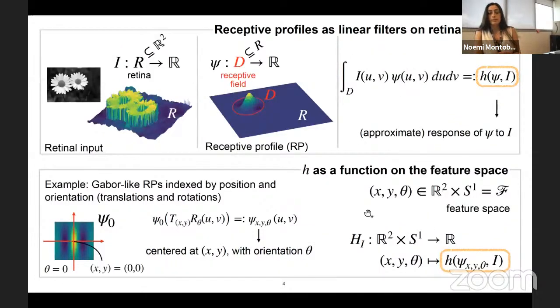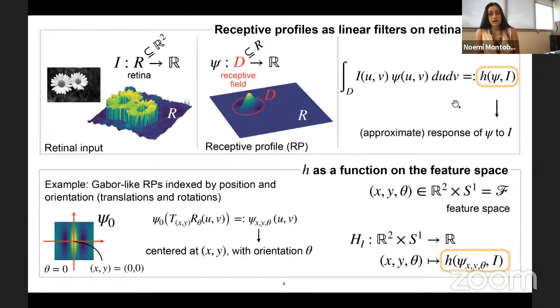So feed-forward connections entering V1 can be simplified as a linear filtering operation that approximates the response of V1 simple cells to a retinal image. The input would be a function I defined on the retinal plane, that is our image, and this is filtered by a receptive profile of each neuron. The receptive profile is a function describing the impulse response of the neuron, and it's typically defined on a local domain of the retina that is called the receptive field.